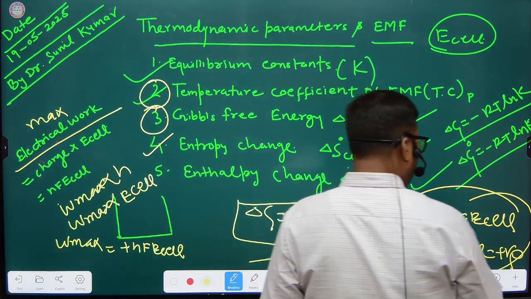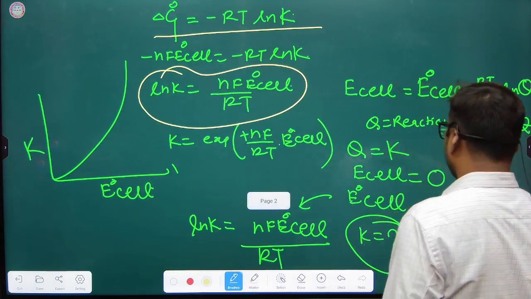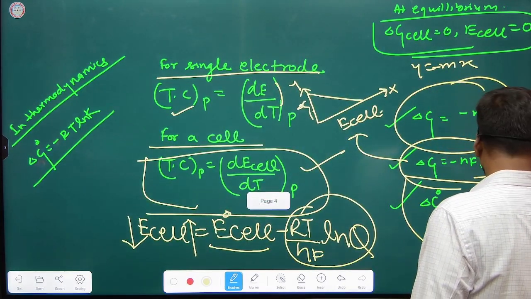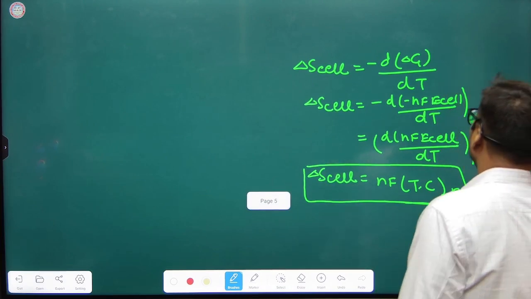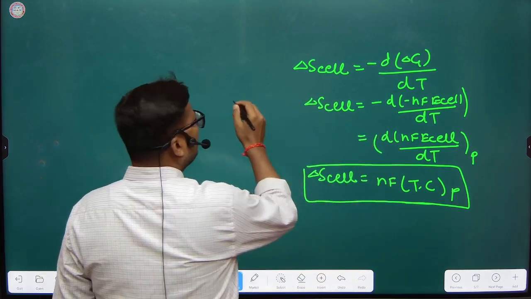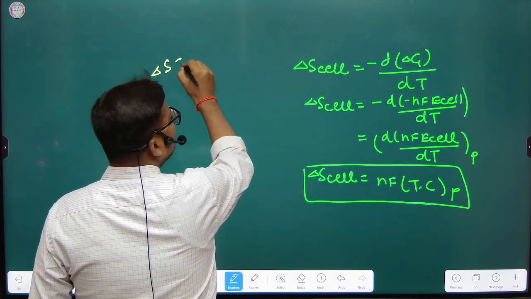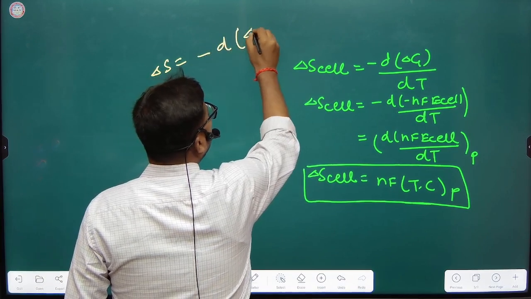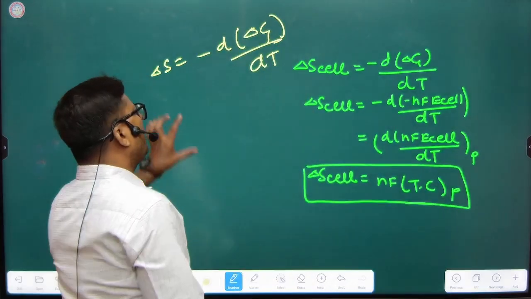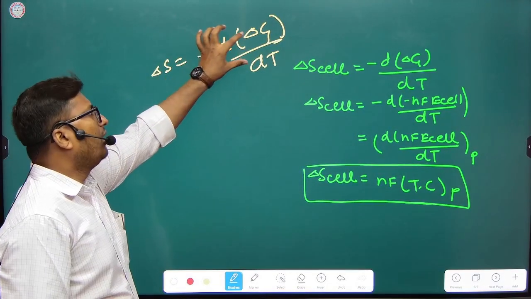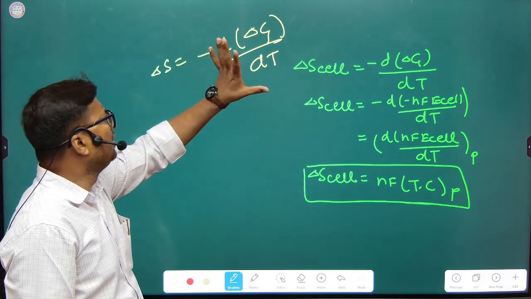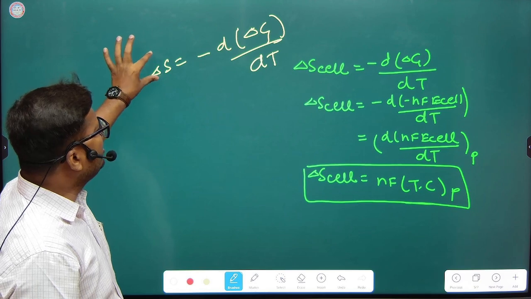So what we have actually taken here is from the variation, that is, in thermodynamics you can define delta S equal to minus d delta G upon dT, right? So in thermodynamics, the change in Gibbs free energy delta G with respect to change in temperature is called the change in entropy.